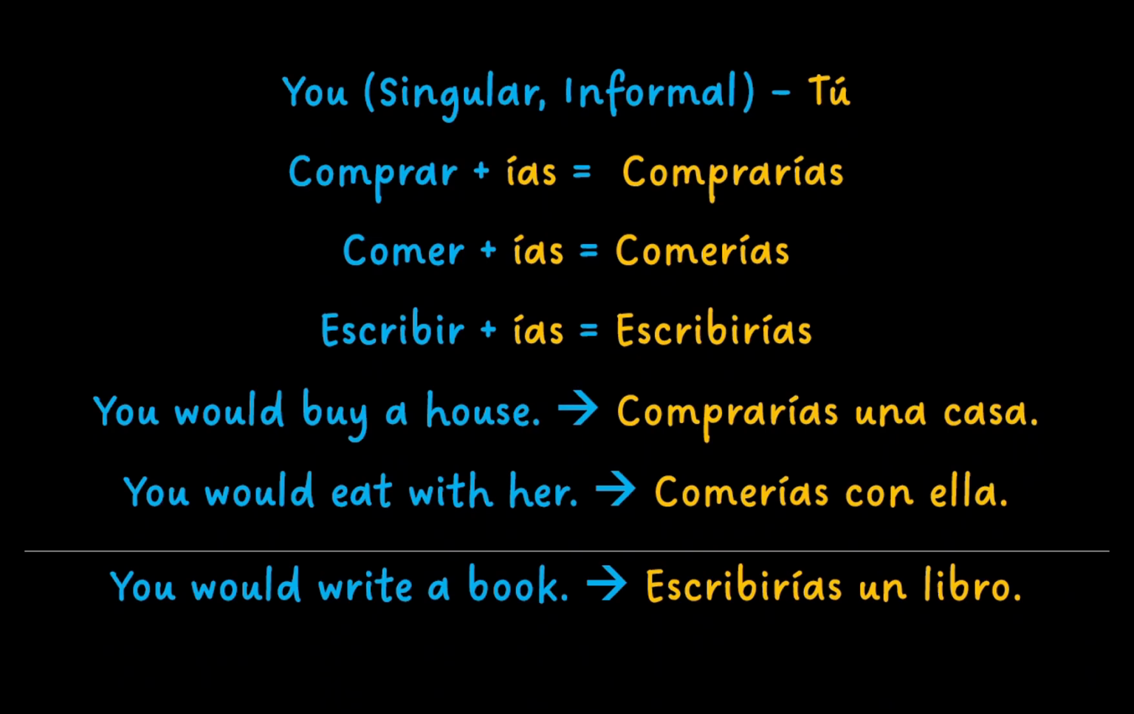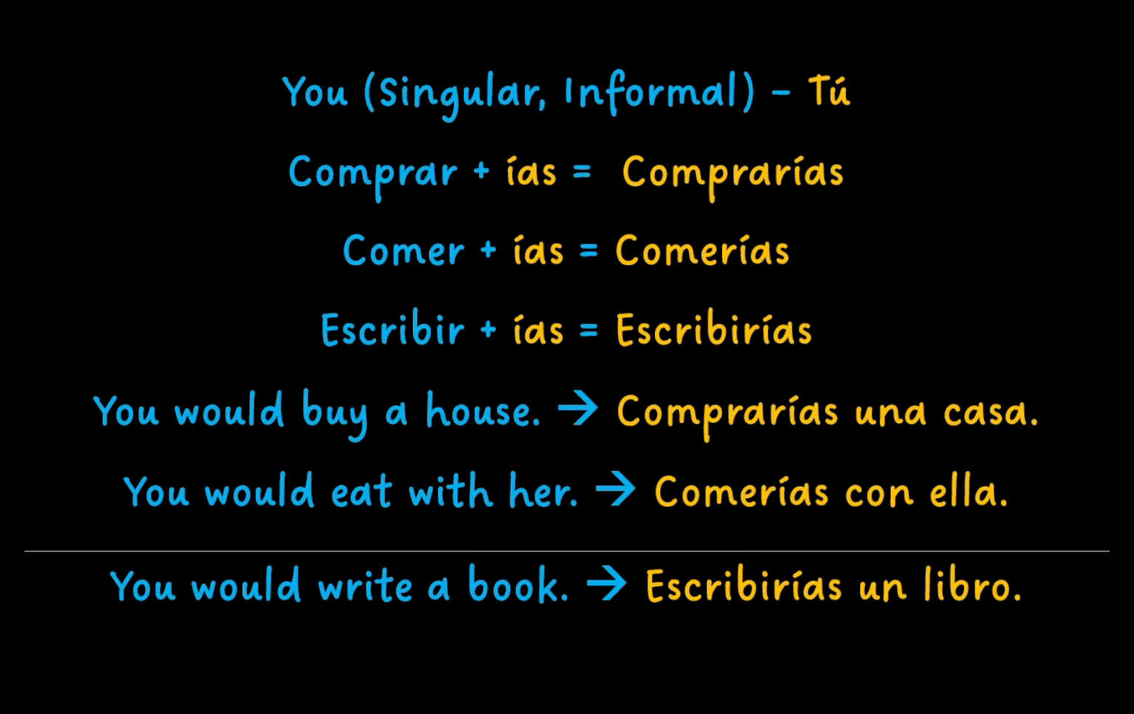You in Spanish when speaking to one person informally is tú. And to conjugate this, we add í with an accent, as. So to say you would buy, comprar becomes comprarías. To say you would eat, comer becomes comerías. And to say you would write, escribir becomes escribirías.